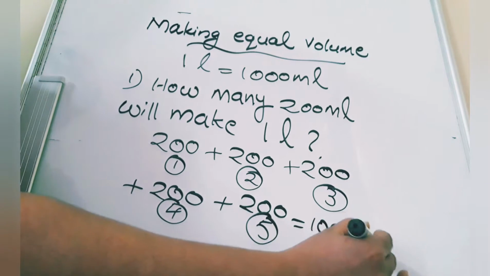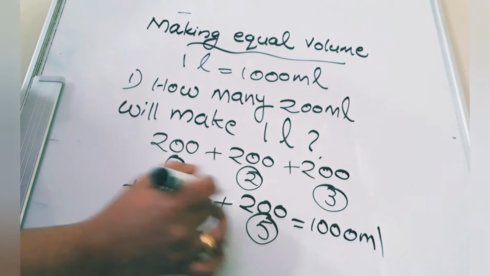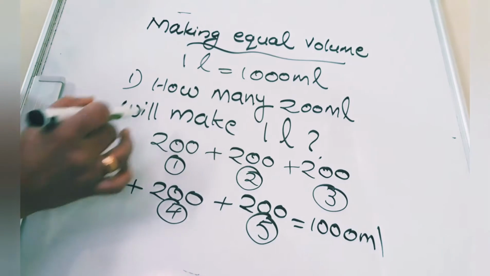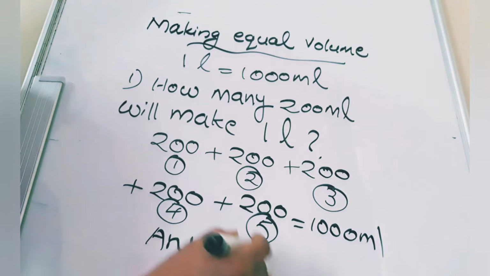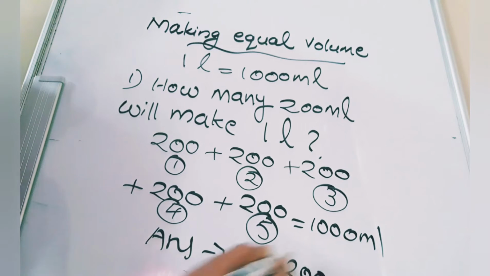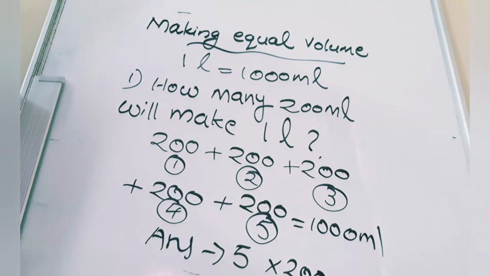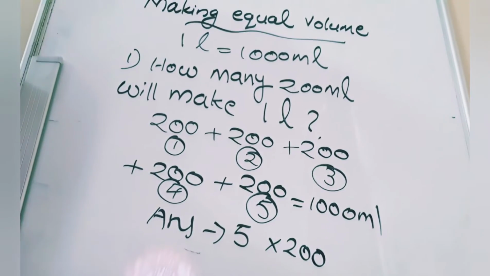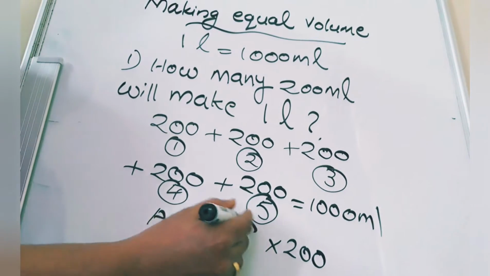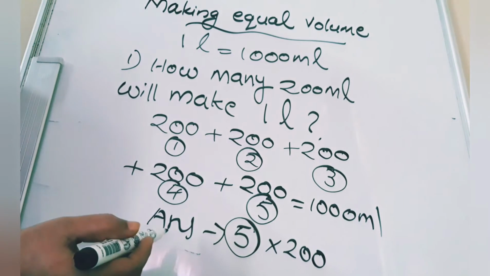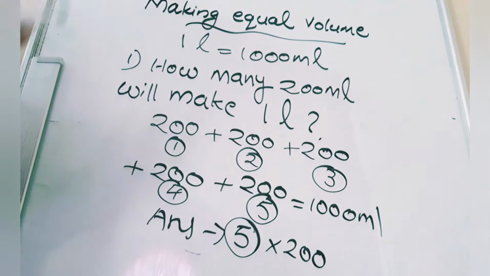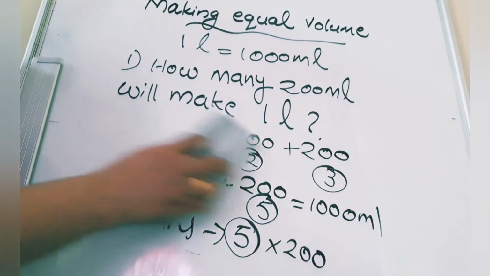So how many times did we get? 1, 2, 3, 4, 5. So 5 times 200 ml, the answer is 5. 5 into 200 is equal to 1000. Understood? So the answer here is 5, because 5 into 200 is 1000 ml, that is 1 liter. How many 200 ml? 5. How many 500 ml? 2. Similarly, we will see other questions also.